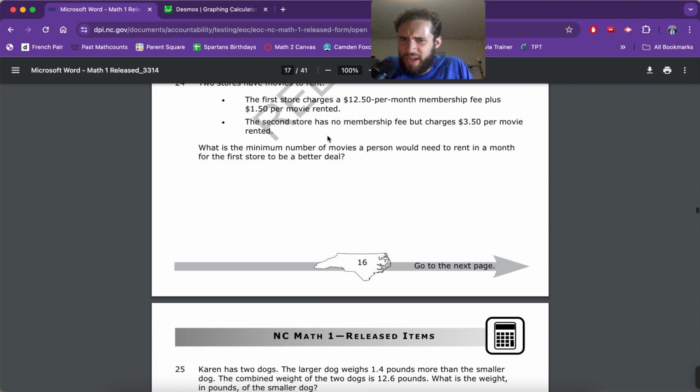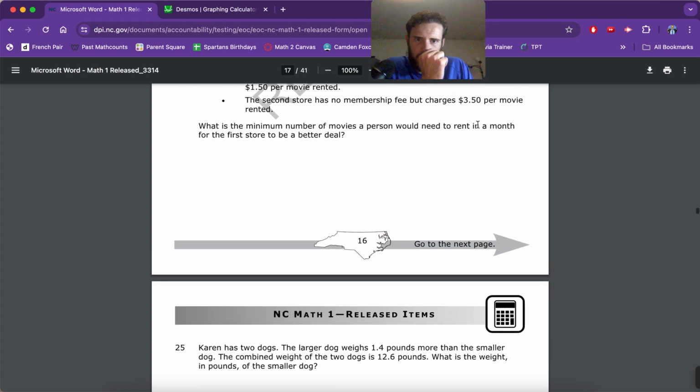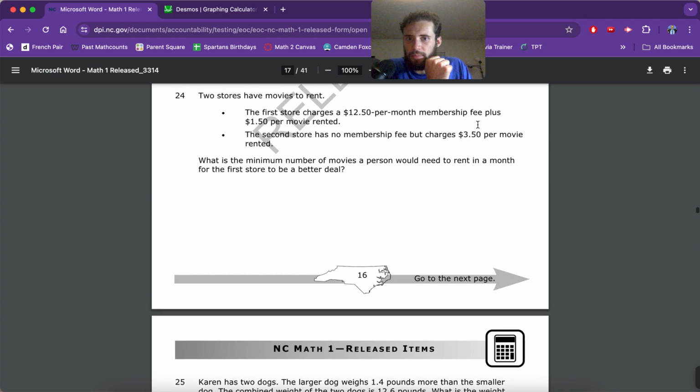This is so annoying. The second store has no membership fee but charges $3.50 per month. So the y-intercept for this one is 0. Per movie, I even just said per month. 350 times the number of movies, so 350m. 350 is your slope for the second one. What is the minimum number of movies a person would need to rent in a month for the first store to be a better deal?